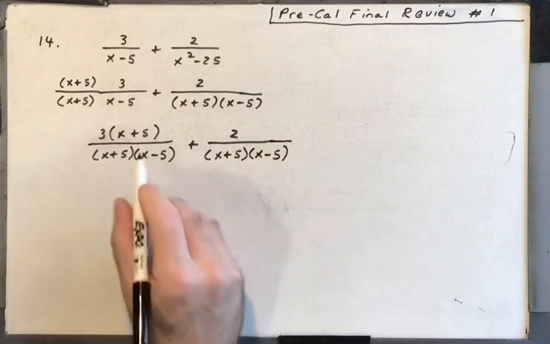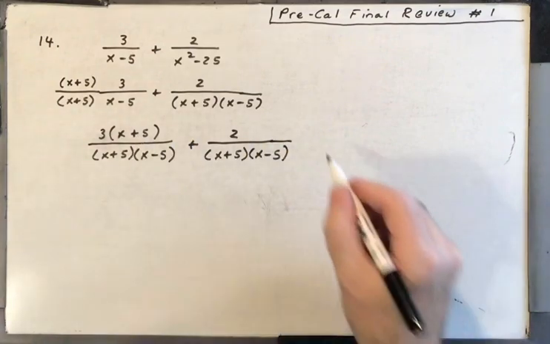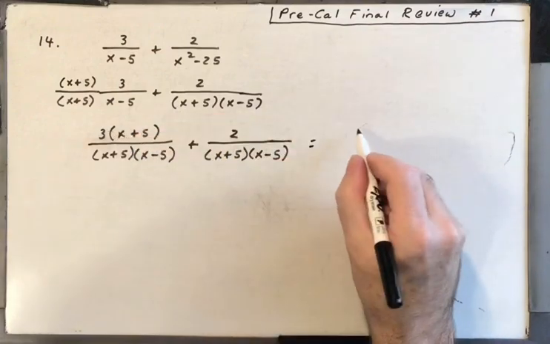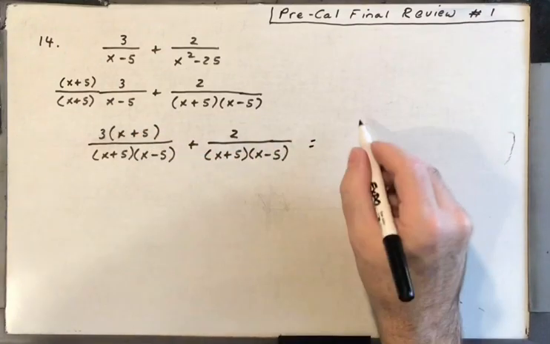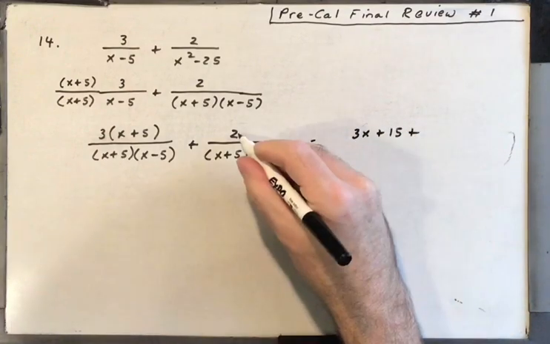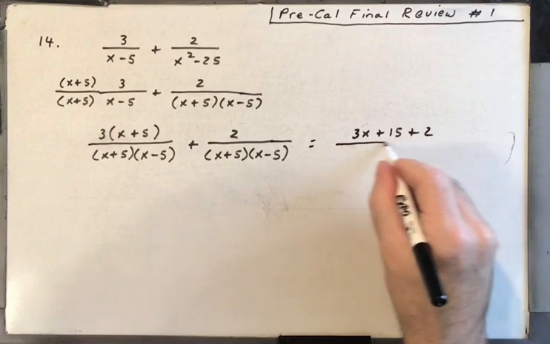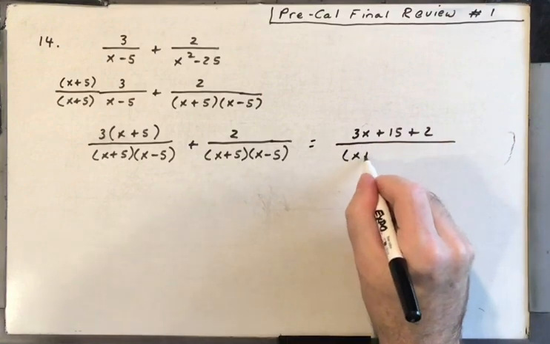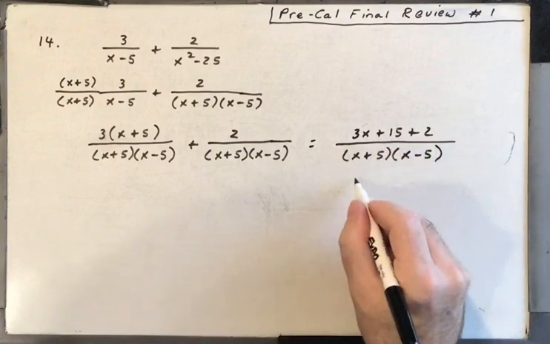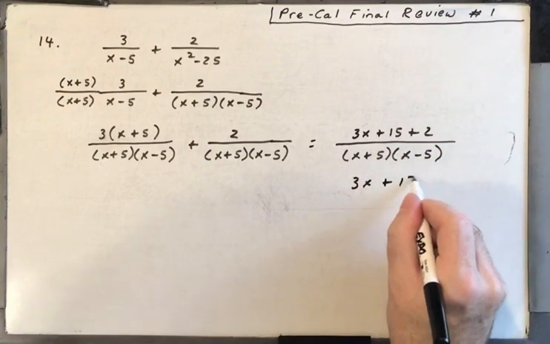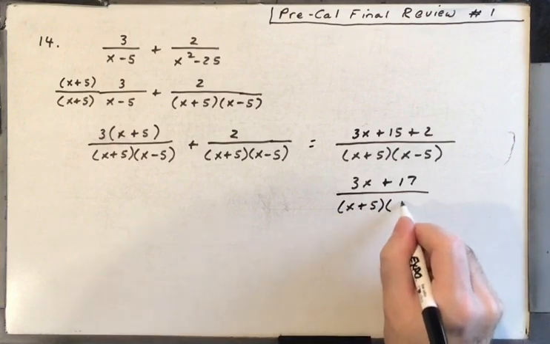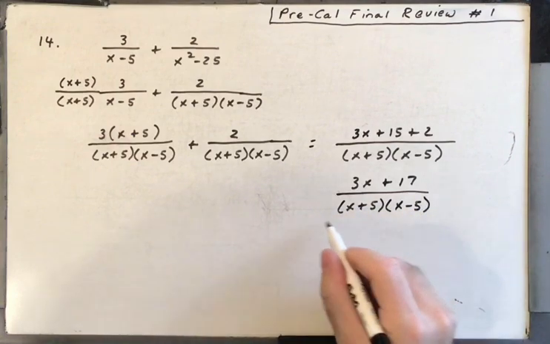Now we have a common denominator, so we can just add the tops. That's going to be 3x plus 15. This one I'm going to go ahead and distribute to 3. So 3x plus 15 plus 2, and then the common denominator, x plus 5 times x minus 5. And then you can just say that's 3x plus 17 over x plus 5 times x minus 5.